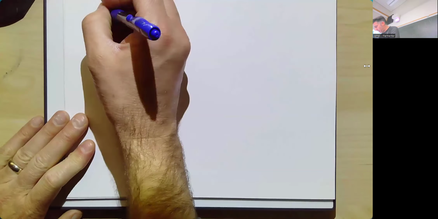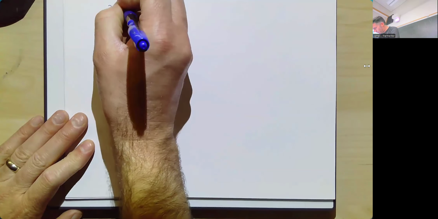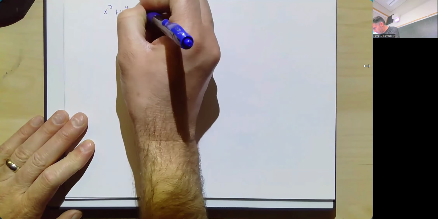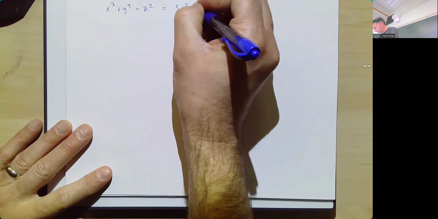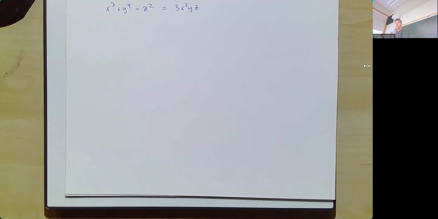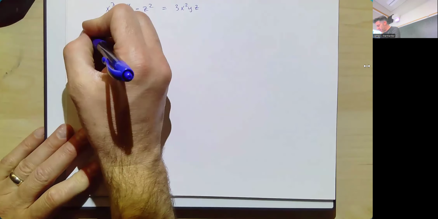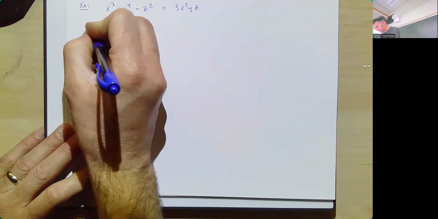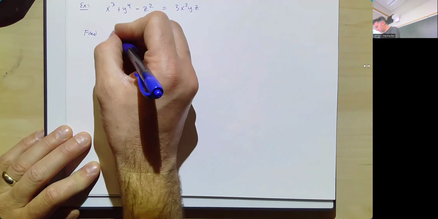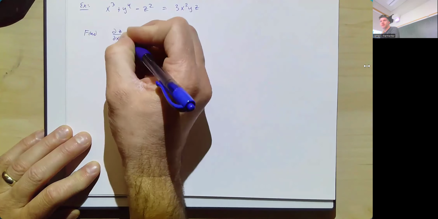Let's say we have, I'm going to change it up. Let's say we have x cubed plus y to the fourth minus z squared equal to, sure, 3x squared y z. That's going to be kind of gross. That's all right. And we're being asked to find del z del x.